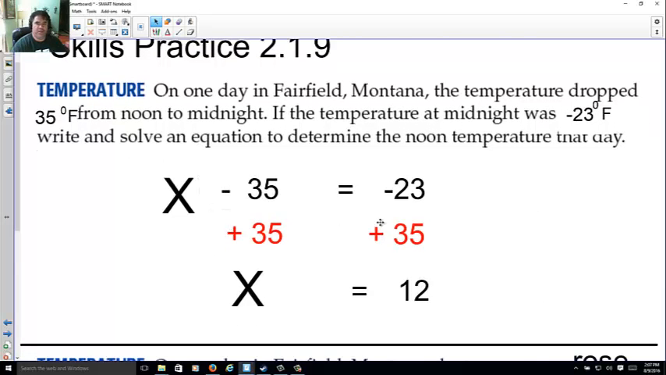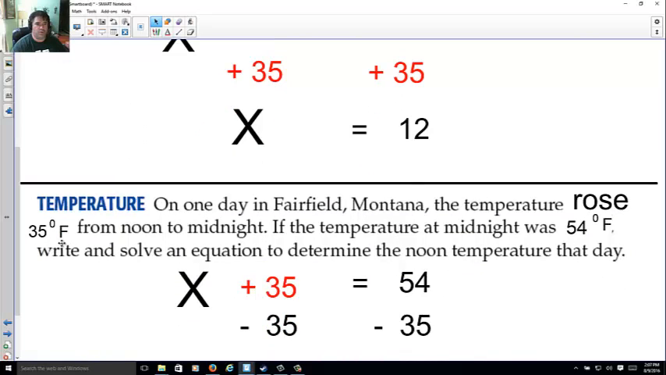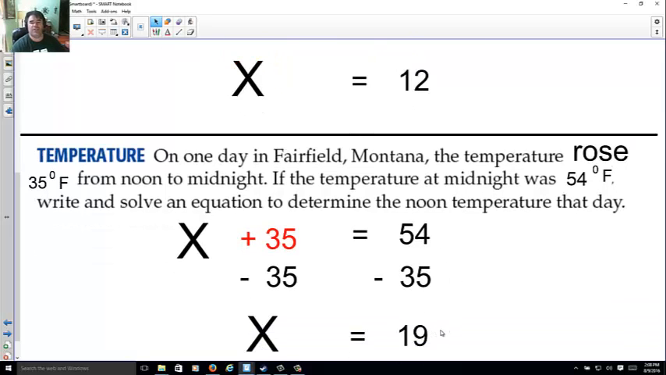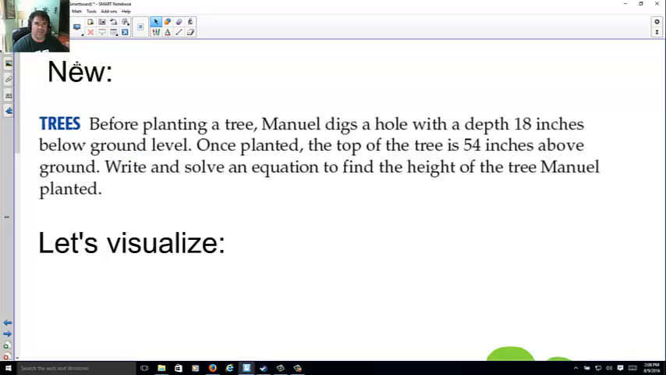For the first one, you add 35 to both sides, and you get 12. This one rose 35 degrees, so plus 35. Instead of plus 35, we're going to minus 35 to both sides. So we're going to say that it was 19 degrees at noon and went up to 54 degrees at midnight, which would be almost impossible. But that's what we have.